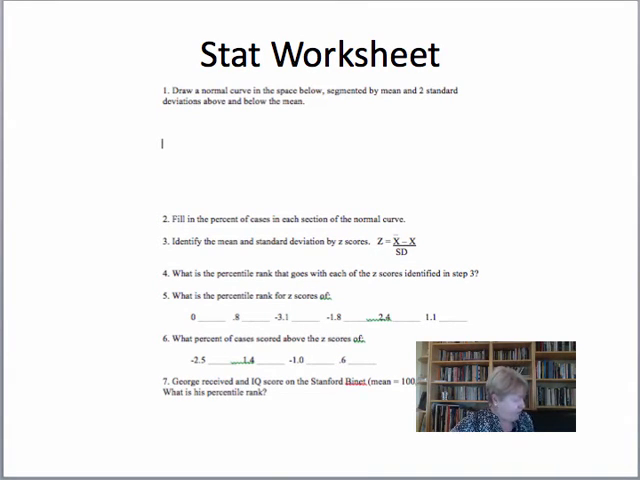For a z-score of -3.1, you should have a percentile rank of 0.1. And normally we wouldn't say the 0.1 percentile, but whenever we get less than 1, we would just say less than the first percentile. But the most accurate answer would be the 0.1 percentile.